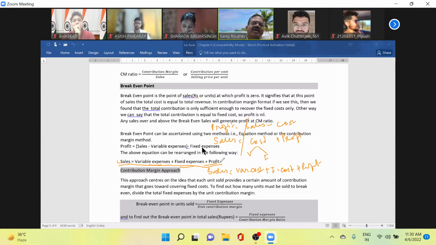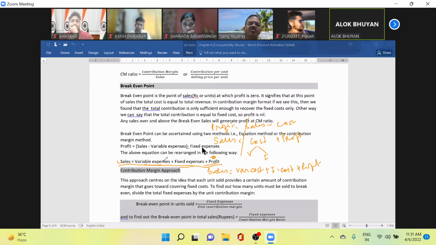If I ask what is my break even sales, break even means my profit is zero. So I write profit is equal to zero. So I just need to recover fixed expenses and variable expenses. So what I suggest you all do, for the equation method and the formula based method, is to write this down. Once you write it down, thereafter we'll do the rest of the things. We'll discuss and start solving some of the questions to get the understanding.